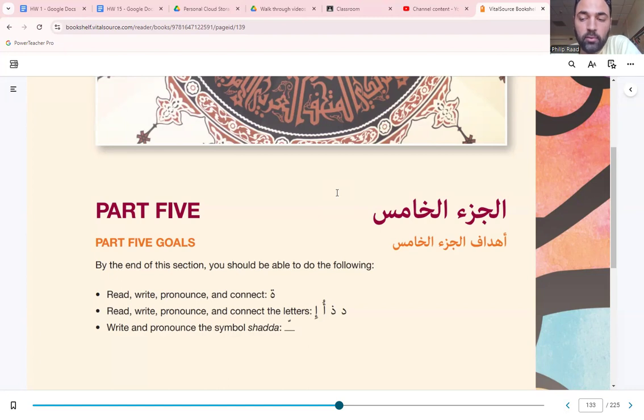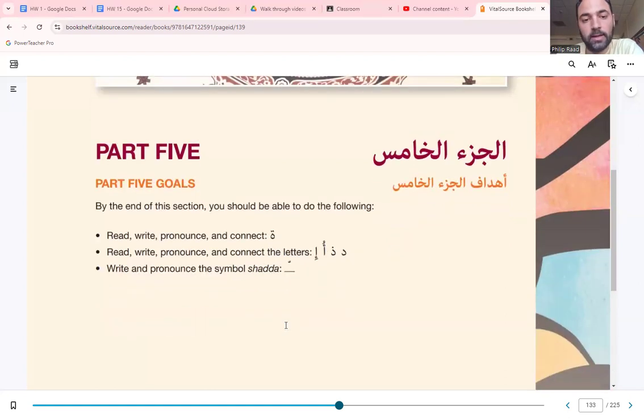In part 5, we will be working on the te marbuta, and we will be working on the hamza kasra and the hamza dhamma and dal and shadda. This little haraka, it's like a diacritic marker, a marker which indicates that you double a consonant. So we will cover all of that in part 5.